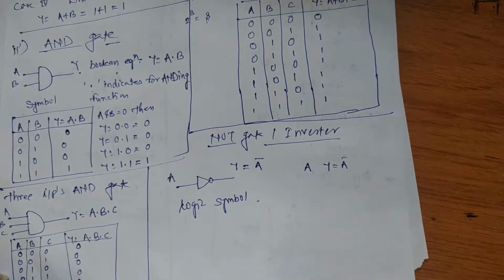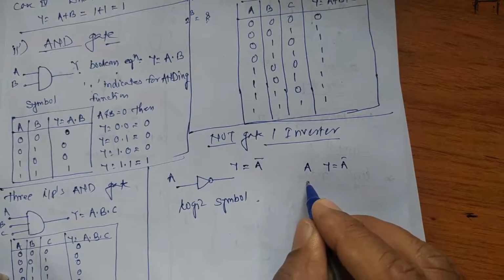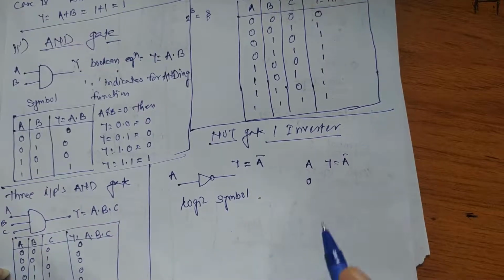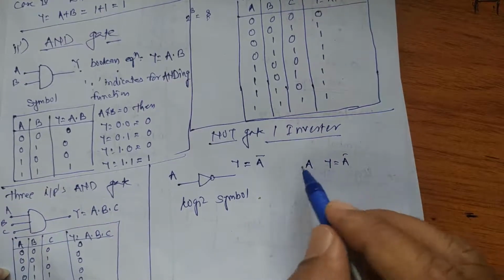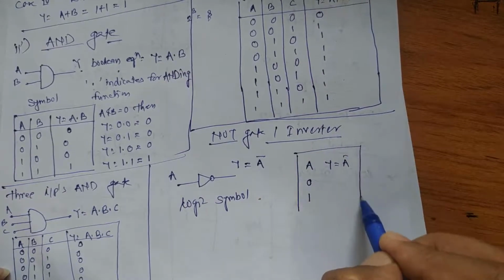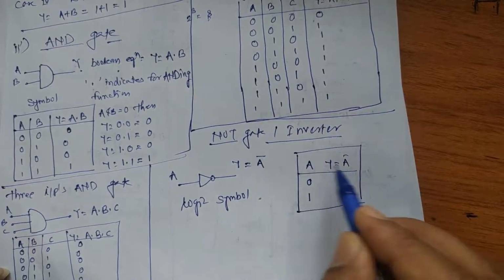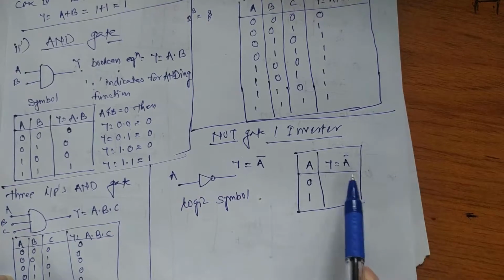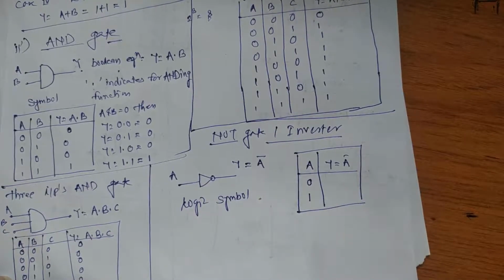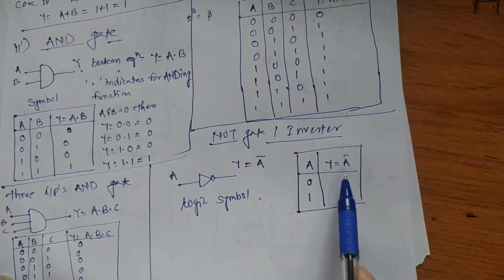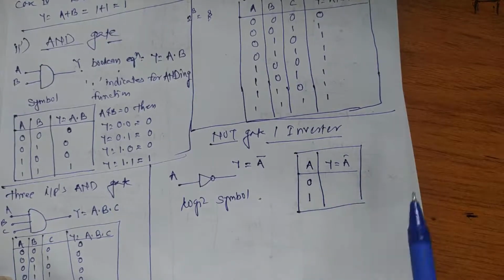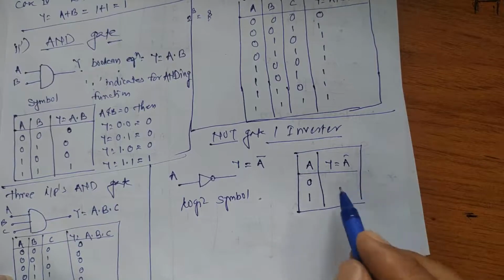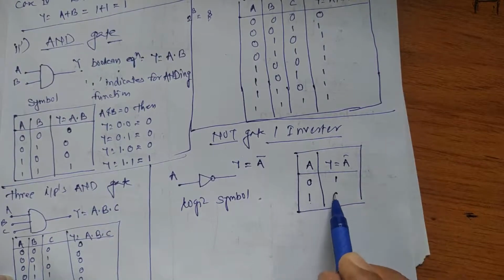Single input, so how many possibilities? 2 possibilities, that is 0 and 1. Its Boolean equation is Y is equal to A complement. A complement means input complement. 0 complement is 1, 1 complement is 0.